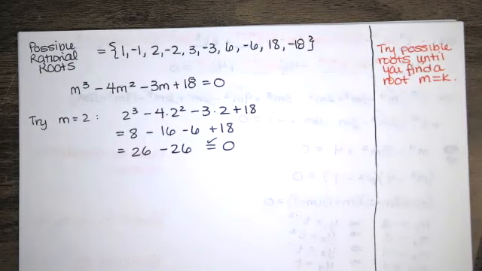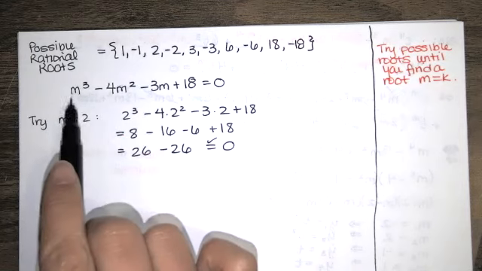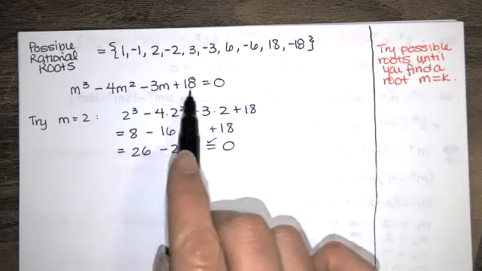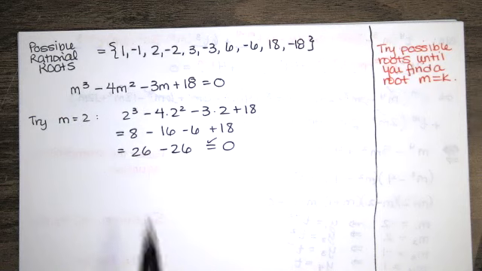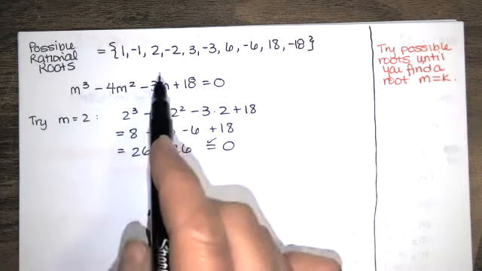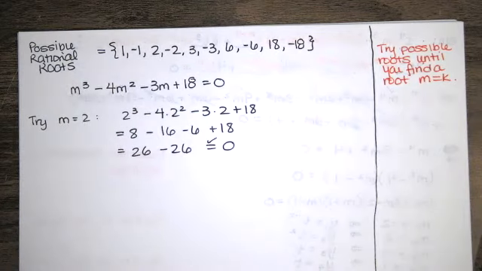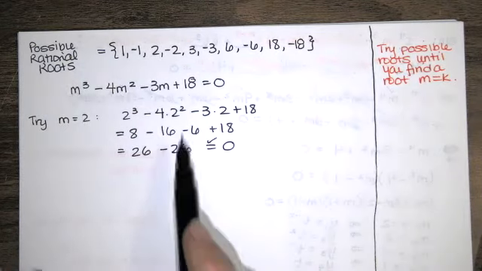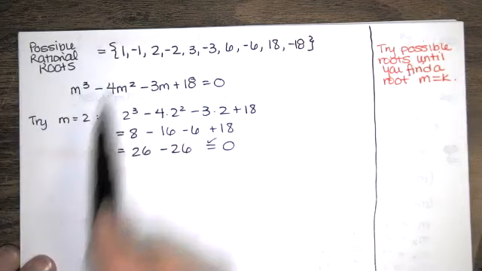M equals negative 1, it doesn't work. And I actually tested those possible roots in my head first before I chose m equals 2. I just said, well, if m is 1, it's going to be 1 minus 4 minus 3 plus 18. It's not 0. Negative 1, so that would make a negative 1 and then a positive 3 and then a negative 4. I'm like, no, that's not going to work either. So that's why I skipped those two and went to m equals 2.